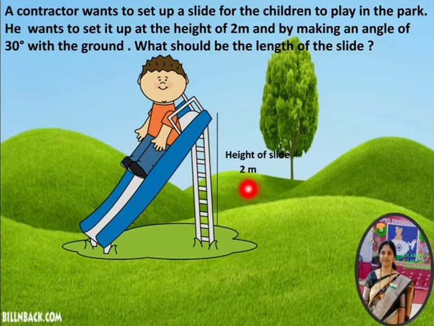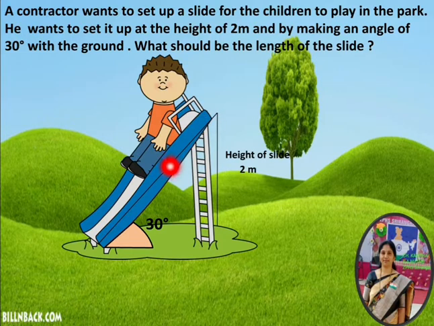This is the given value. And by making an angle of 30 degrees with the ground, that means this is the slide, and this slide makes a 30 degrees angle with the ground. So this line indicates the slide, and this line makes a 30 degrees angle with the ground. So we get angle 30 degrees here. Okay, so this is the concept given, and here what should be the length of the slide? That means we have to find out the length of the slide. This length we have to find.